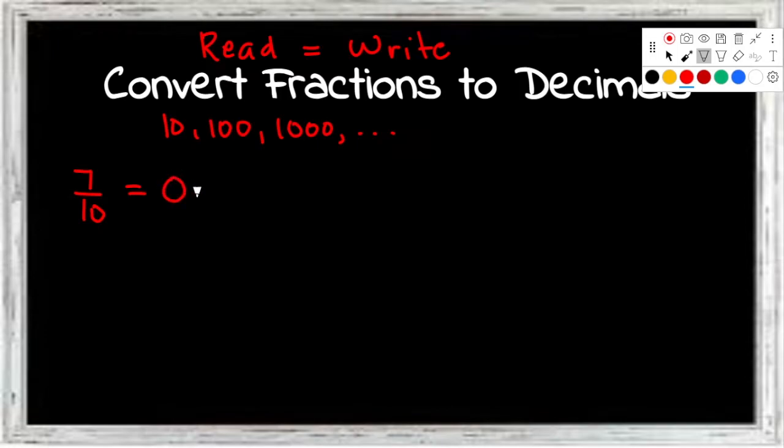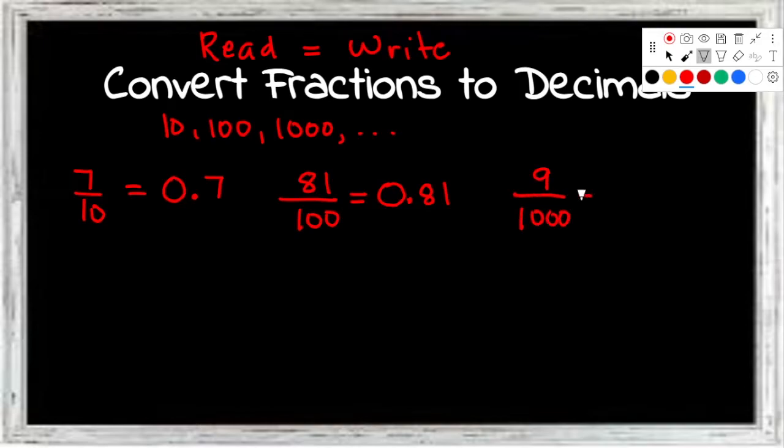So this is 0.7. Next, 81 over 100, or 81 hundredths, meaning that 81 is in the hundredths place. So this is 0.81. How about 9 thousandths? 9 must be in the thousandths place.